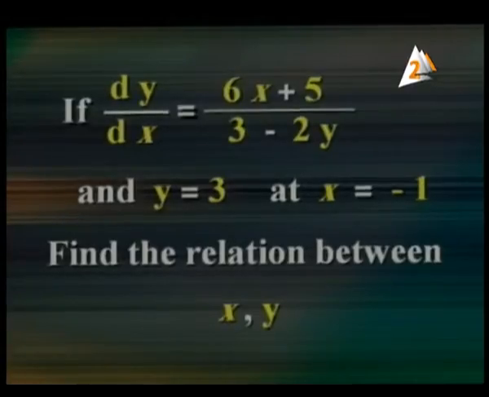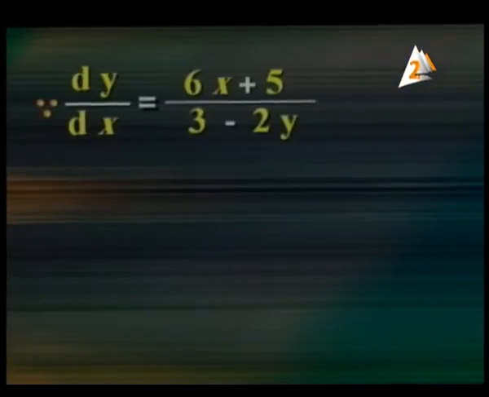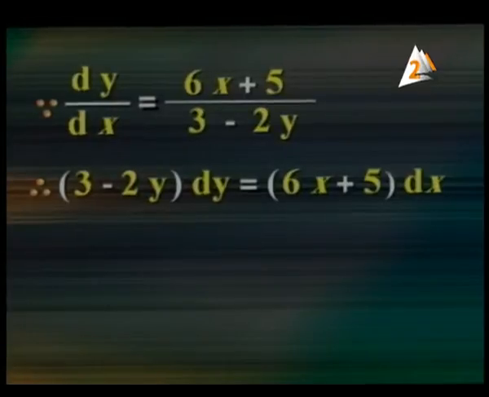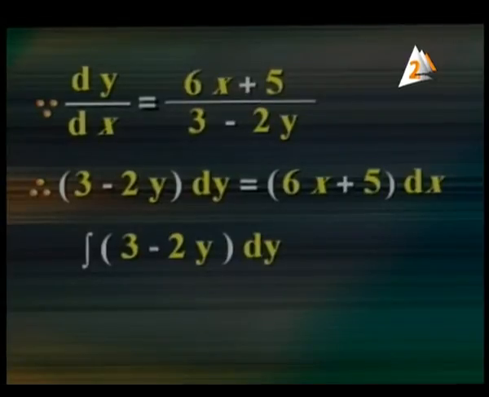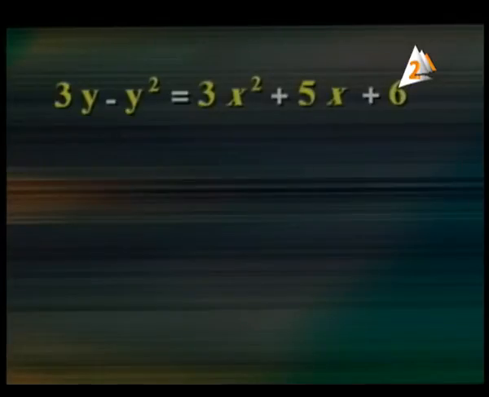What's the solution? Dear student, look at the solution. Dy over dx equals (6x plus 5) over (3 minus 2y). By using cross multiplication, (3 minus 2y) multiplied by dy equals (6x plus 5) multiplied by dx. Look, we find the integration of the left hand side and the integration of the right hand side. The answer is 3y minus y power 2 equals 3x squared plus 5x plus c.